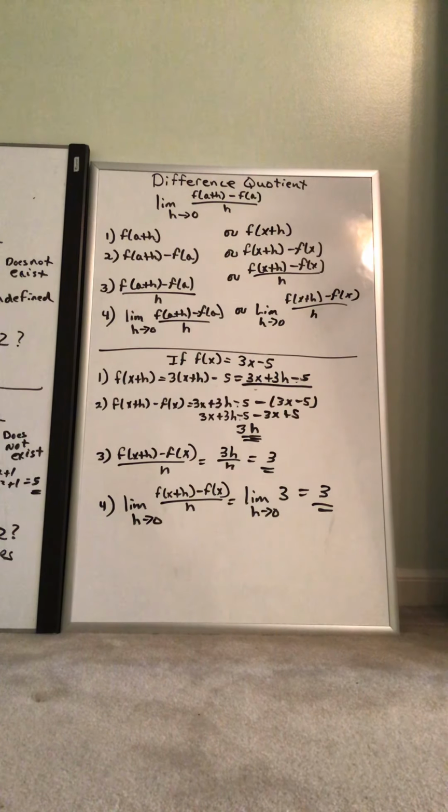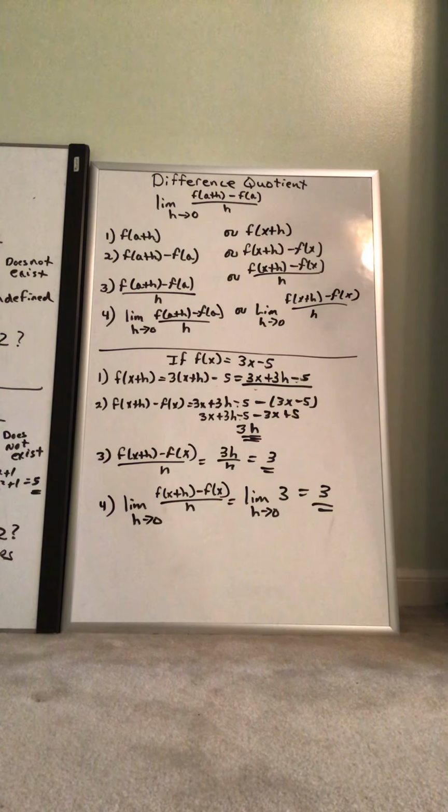What I did on this board, and it's not like this on the paper, is I tried to show you that it didn't matter whether you had a or x or any other variable. It would be the variable that was in your equation. The h has to be there. But what I did is I took the 4 steps. The first is you just put a plus h in for the original variable that was there. The second, you subtract the original function. The third, you take that answer, divide it by h. And the fourth is you take the limit.